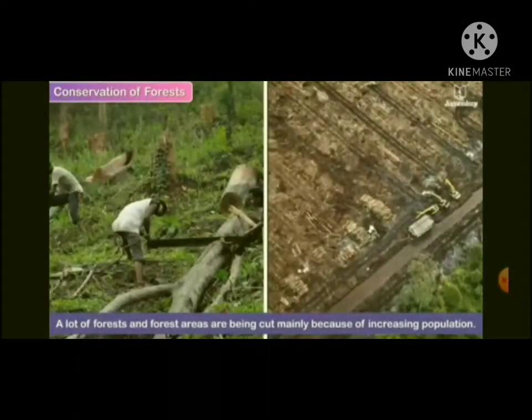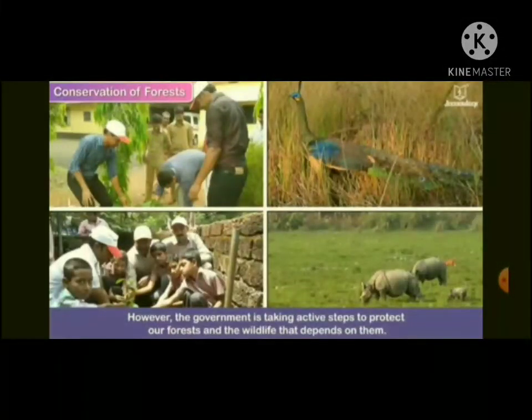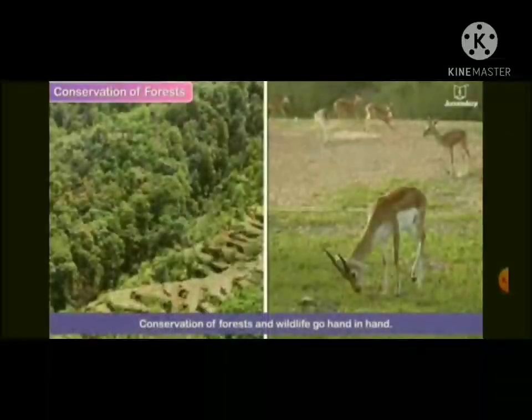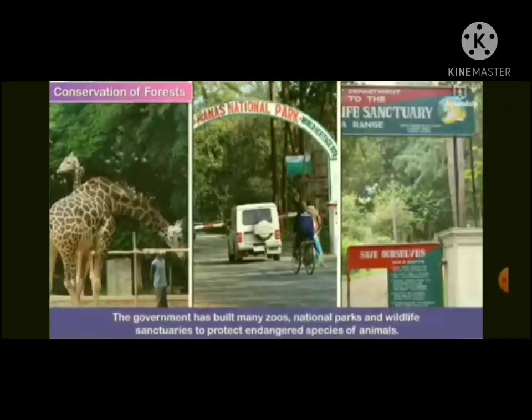A lot of forest and forest areas are being cut mainly because of increasing population. See how the human population is increasing. However, the government is taking active steps to protect our forest and the wildlife that depends on them. Conservation of forest and wildlife go hand in hand. The government has built many zoos, national parks, and wildlife sanctuaries to protect endangered species of animals.